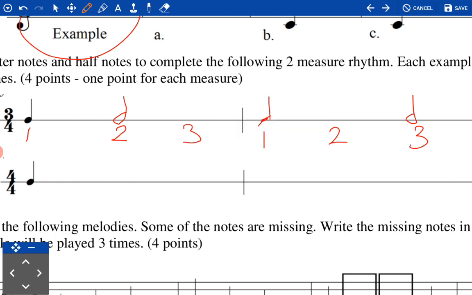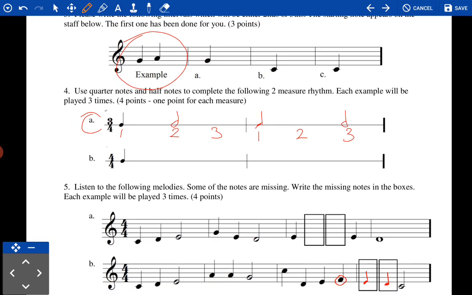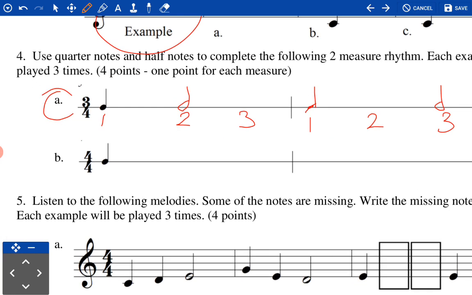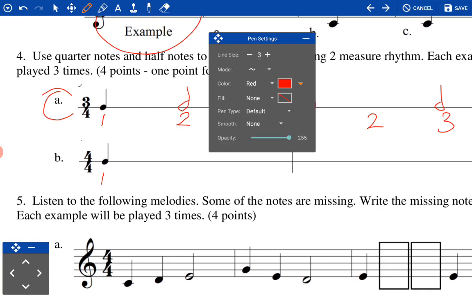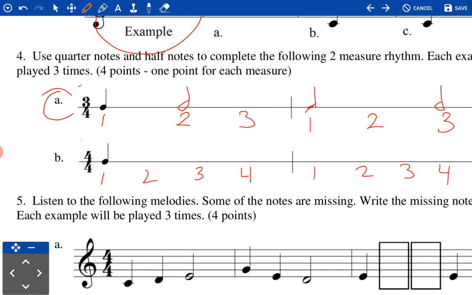Okay, that's it for this part. And the same is going to happen in 4/4, but instead of writing 3 beats under, you need to write 1 here, 2 here, 3, 4 here, and the same for this measure. 1, 2, 3, 4. And count along as you hear something. Let's say if I play something like this, 1, 2, 3, 4. 1, 2, 3, 4. Okay?